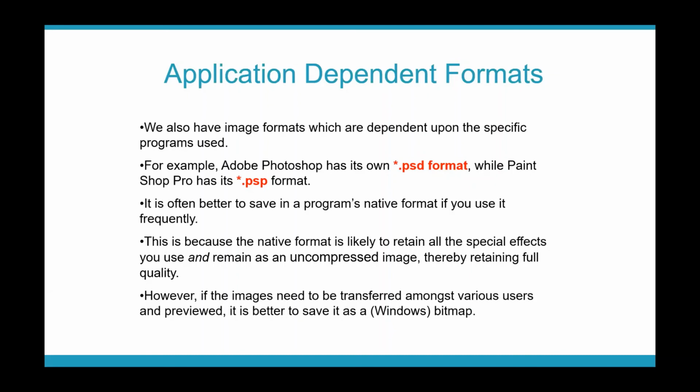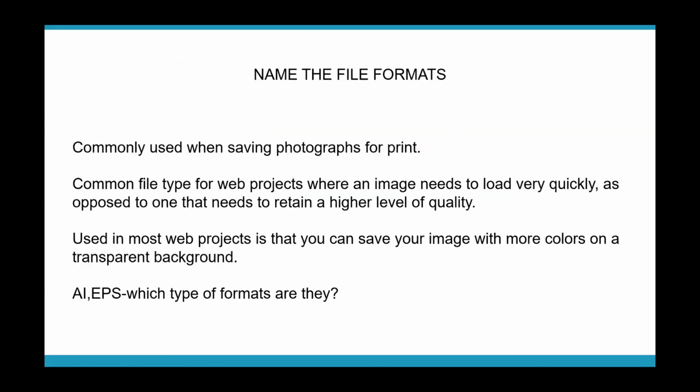Now you have a third category of file format, which is called application dependent formats. So what are the application dependent formats? The formats which are native to the application, right? You know the native file format of Adobe Photoshop is PSD. Paint Shop Pro has the format .psp. So different applications have their native formats. That is what is called application dependent formats. So there are three categories in which you can classify image file formats. One is the system independent one, the other is the system dependent one, and the third one is the application dependent file format.